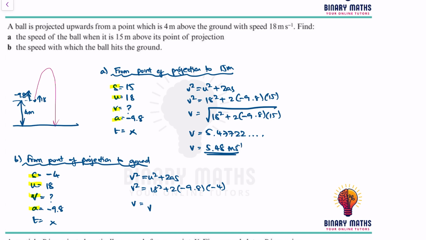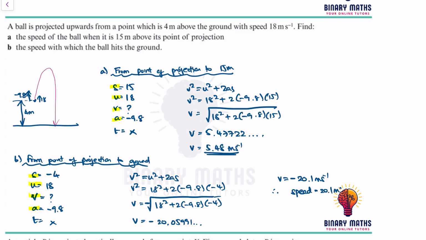So V will be equal to square root of 18 squared plus 2 times minus 9.8 times minus 4. V is equal to negative. We're going to take the negative value because remember, if it's traveling up, it's a positive velocity, but if it's traveling down, it's a negative velocity. So it's going to be negative of the square root, which is going to be negative 20.05991, which means the velocity is equal to negative 20.1 meters per second. Therefore, we're asked to find the speed, which is positive. Speed will be equal to 20.1 meters per second.